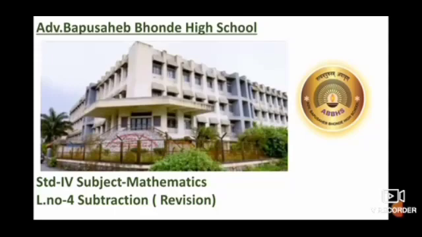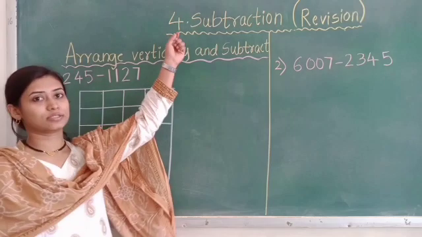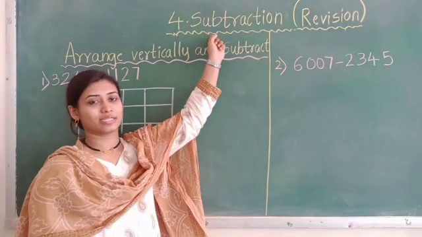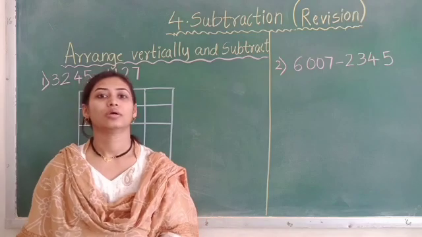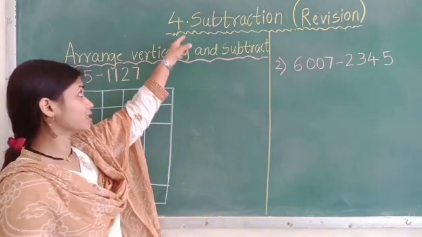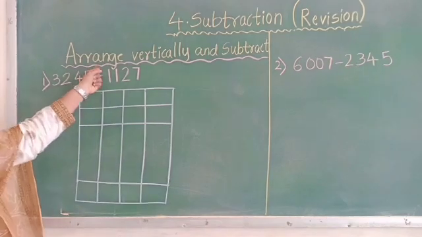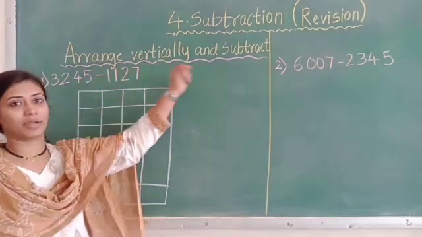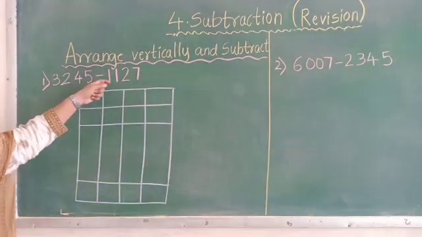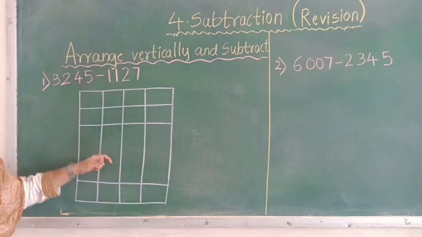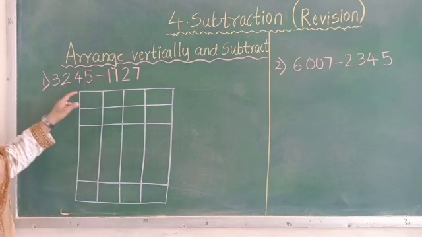Morning students. Today we will start with our revision of lesson number 4, subtraction. So let us start now. Now we will start with lesson number 4, subtraction. Today we will do the revision of lesson number 4, subtraction. So let us start. Arrange vertically and subtract. Here the numbers we have to arrange in a vertical manner and then subtract.